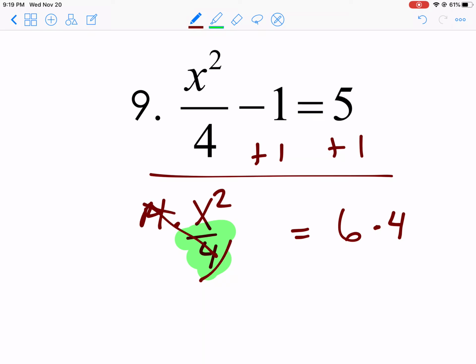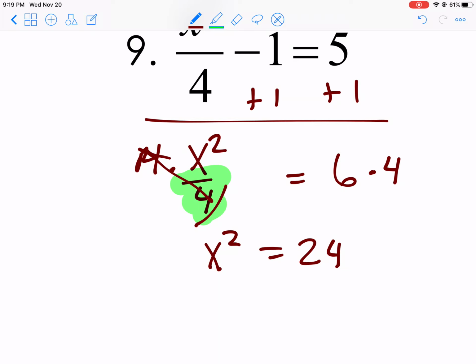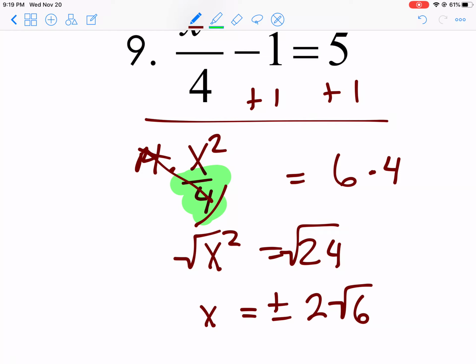That's supposed to be a 1, but it's sort of sideways. So 1x squared equals 24. And then we can take the square root of both sides. We will get x equals plus or minus, let's see, 24, that's going to be 2 root 6. I think, let me just verify. Yep, plus or minus 2 root 6.